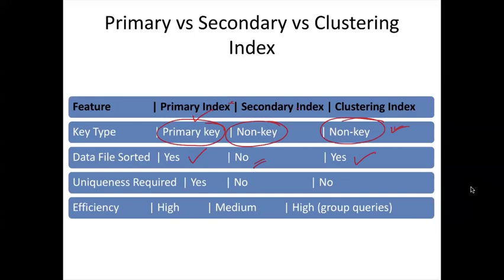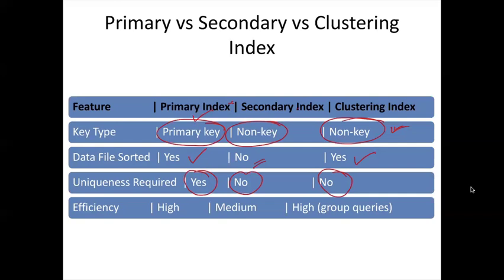Then, is uniqueness required? Do the entries have to be unique? In the case of the primary index, definitely, since it is based on the primary key, each entry should be unique. However, for the secondary and clustering indexes, the index field need not be unique. It may have duplicates.